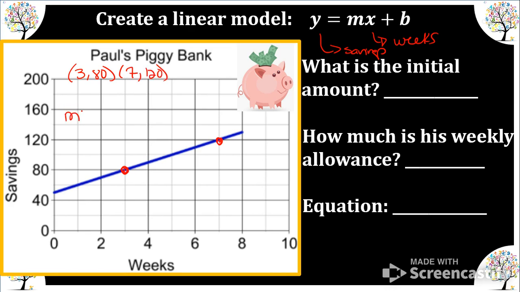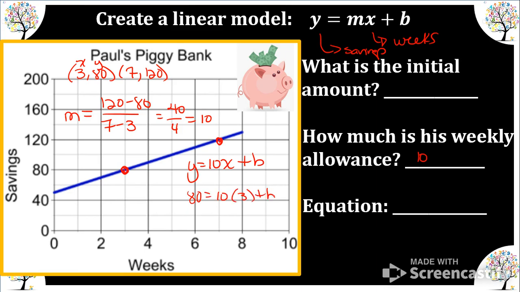So our rate of change, slope, is 10. So he saves $10 each week. So I have y equals 10x plus b. I don't know the b value, so we're going to pick one of these points and plug in for x and y. So I'm going to plug in 80 for y, 3 for x, and solve for b. 10 times 3 is 30. Subtract 30, and we have isolated b to equal 50. So he starts with $50.